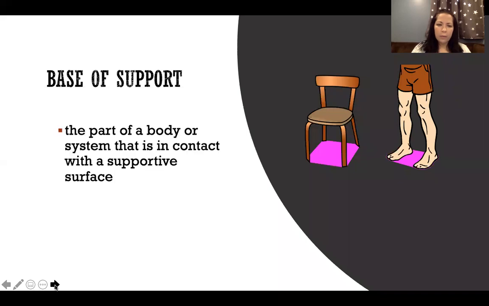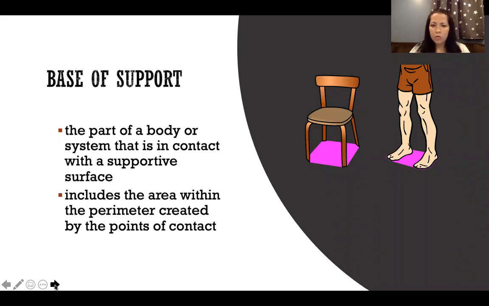Base of support is the part of the body or system that is in contact with a supportive surface, and it includes the area in between the areas of contact. I say supportive surface because usually it's the ground, but it could also be like you're lying on your back on a bench. If you're doing a bench press, everywhere that your back is in contact with that bench and where your feet are in contact with the floor and everything in between would all be the base of support. So it's a supportive surface, not just the ground.